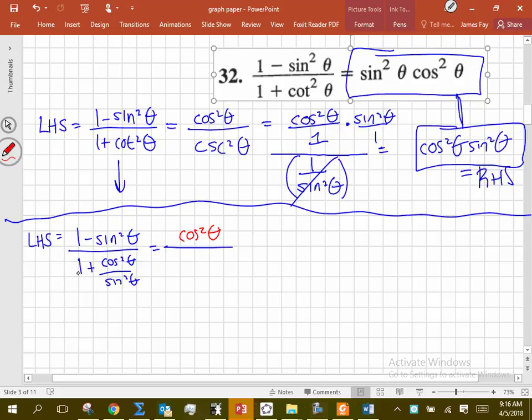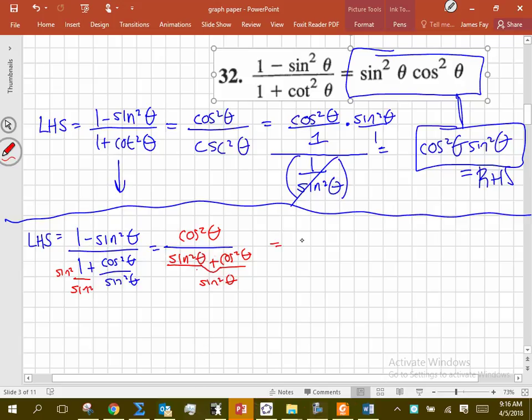But this becomes, if I'm going to add these together, don't I need a common denominator? Can I do that? Can I multiply the bottom by sine squared, the top by sine squared? So is that going to give me sine squared theta over sine squared theta plus now cosine squared theta over sine squared theta? Does that make sense? And if that's the same denominator, can't I just do this? Does that make sense, everybody?